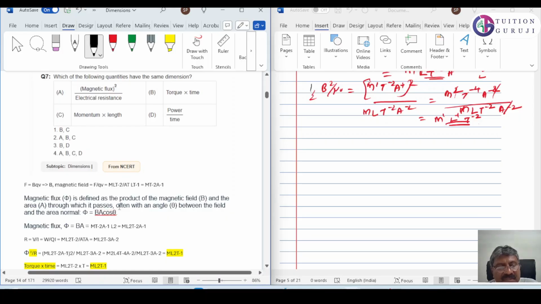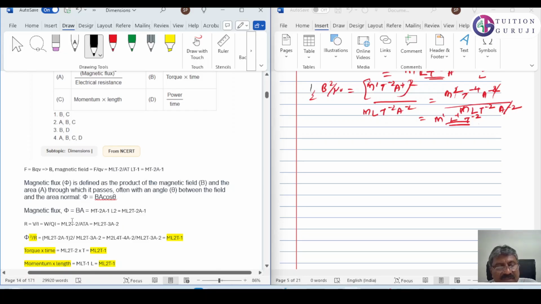Magnetic flux is defined as the product of the magnetic field and the area through which it passes. So magnetic flux phi is equal to BA cos theta. Cos theta has no dimension. Therefore, B into A: B we already calculated as M T raised to minus 2 A raised to minus 1, into L square. So we will get M L square T raised to minus 2 A raised to minus 1.